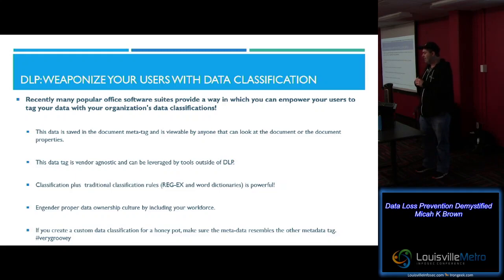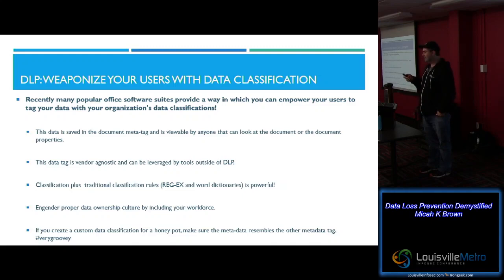Since we rolled out this data classification meta tag, I've actually had an increase in times where the business has proactively come to me and said, hey, we are wanting to do X. Can you help us design a way to do it better? And I really do think it's because we've started to include them in making more decisions about the sensitivity of our data, and I think that is a huge win.